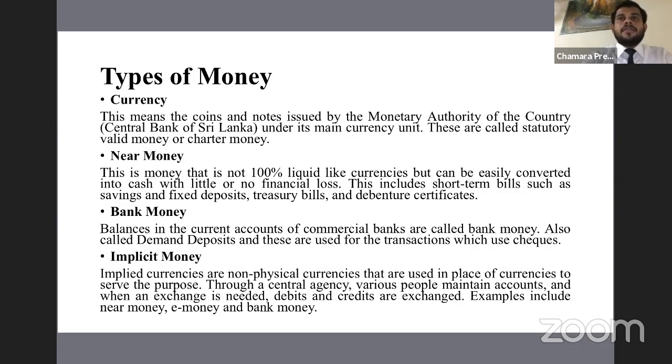And bank money is the money that is in the current accounts of commercial banks, also called demand deposits, and these are used for transactions which use checks, right? So those are called bank money. And implicit money usually includes e-money, which we use for various transactions like payments via the internet. Implied currencies are non-physical currencies that are used in place of currencies to serve the purpose. Through a central agency, various people maintain accounts, and when an exchange is needed, debits and credits are exchanged, right? So that is implicit money, for example, e-money.